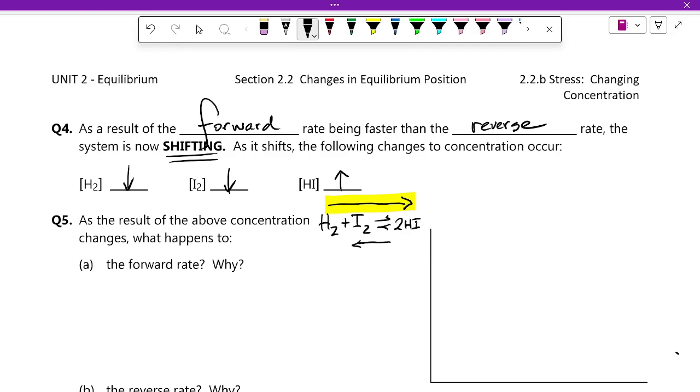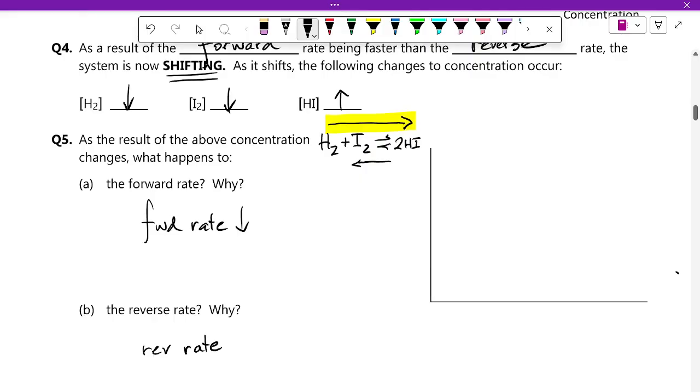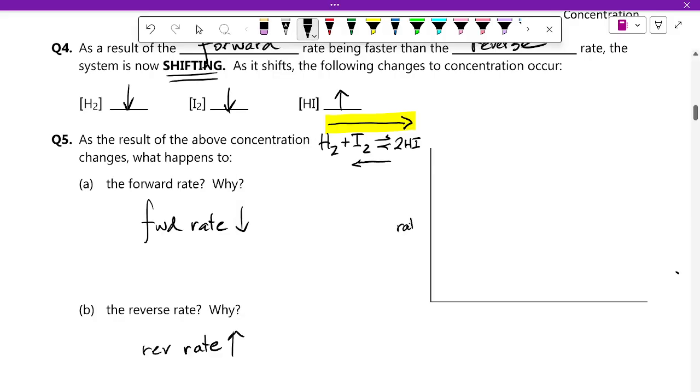As a result of my reactant concentrations decreasing and my product concentration increasing, what is going to happen to the forward rate? Forward rate will decrease. And what happens to the reverse rate? The reverse rate will increase. And you can think about why. Well, we draw the first part of the graph. We got rate here, we got time, we got forward, we got reverse.